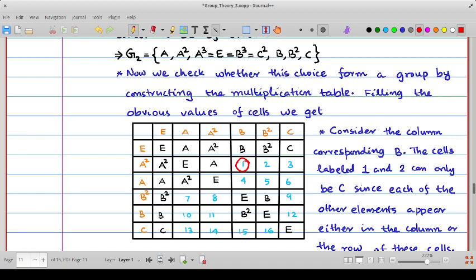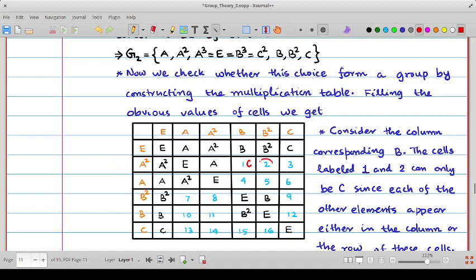Okay. So the possibilities are, this row already contains A square and E. So the remaining possibilities are B, B square and C. So one can have those possibilities. But look at the column here. The corresponding column already contains B and B square. So the only possibility for one is actually C. So this should be C.